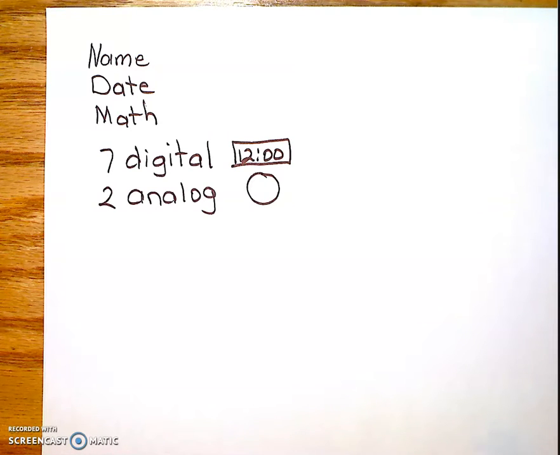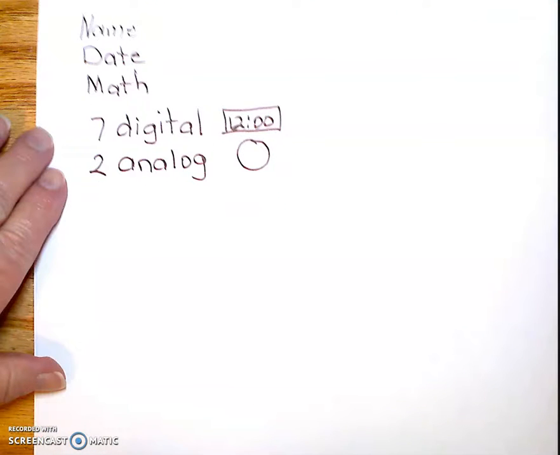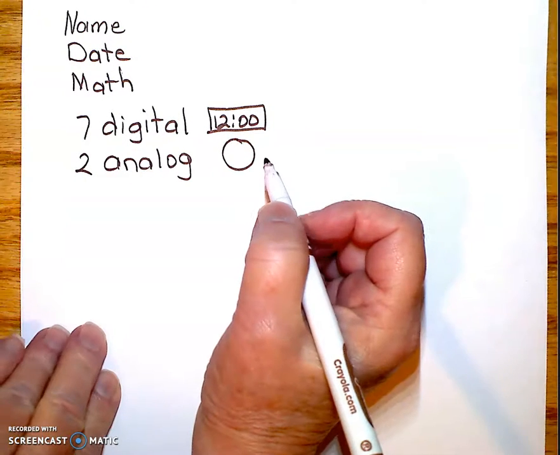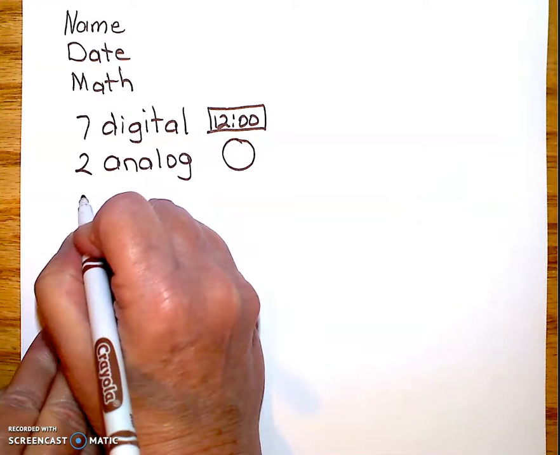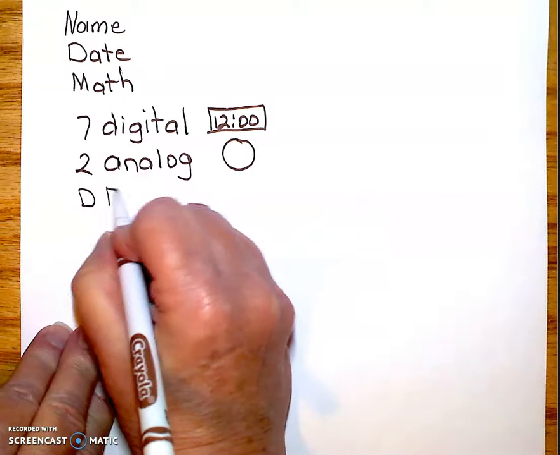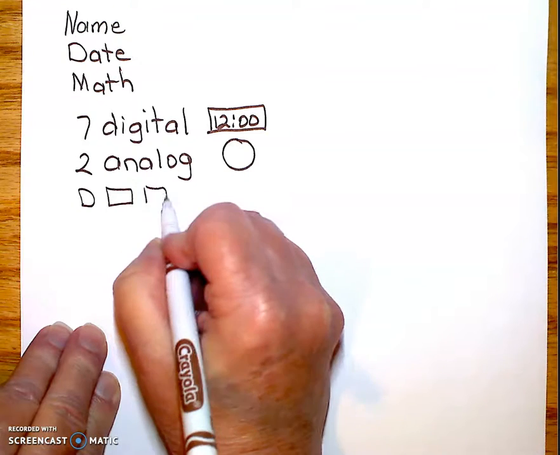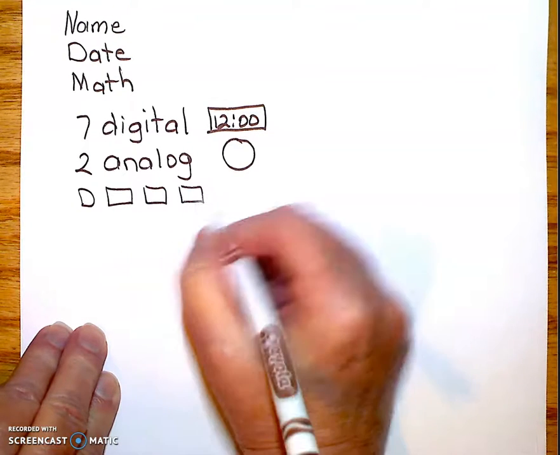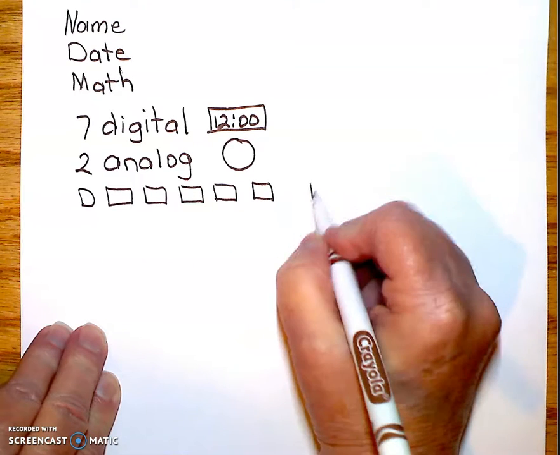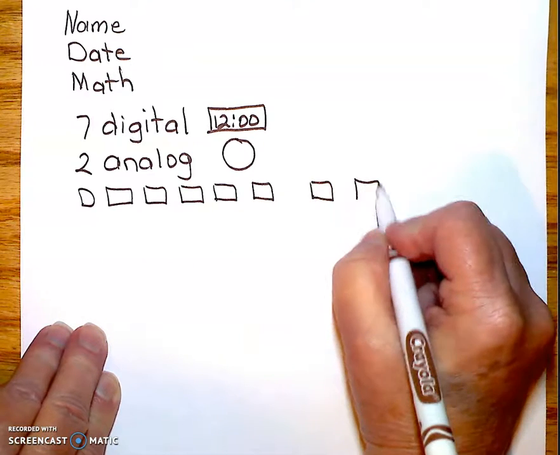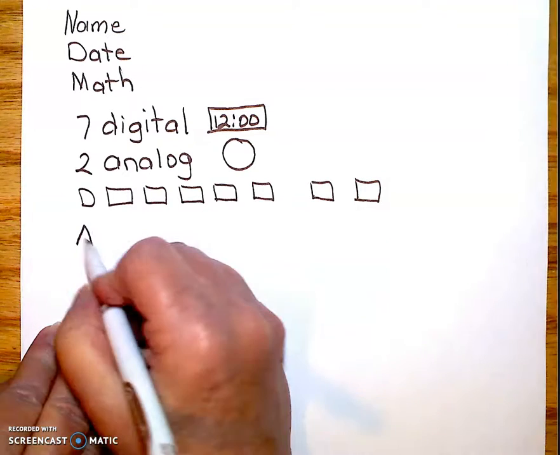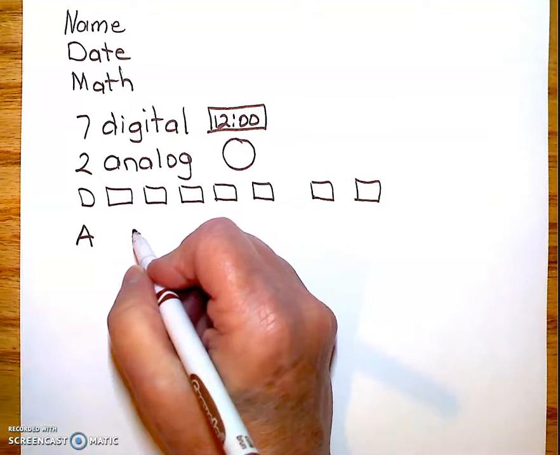Okay, let's see some ways that we can solve this problem. All right, digital clocks. We can write a D, and then we can draw rectangles. 1, 2, 3, 4, 5, 6, 7, and his analog clocks, or you can call them circle clocks.